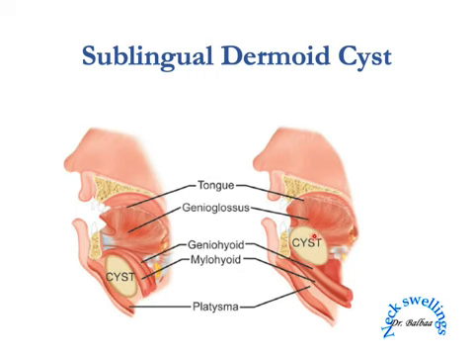We have two types of dermoid cysts. One of them will be superior to the mylohyoid muscle, called supramylohyoid dermoid cyst. So by default, you should think that its main presentation will be from the floor of the mouth. Or another one which is inferior to the mylohyoid, which is called inframylohyoid dermoid cyst. So its main presentation will be in the neck as a swelling in the neck.